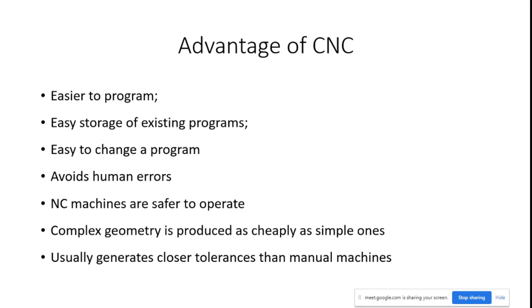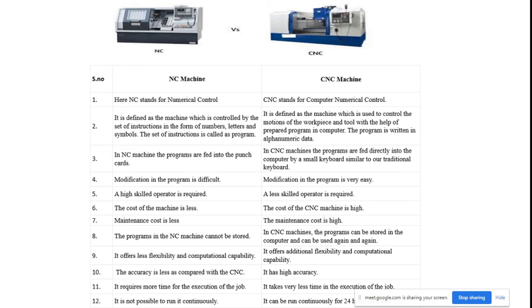Because of the ball screw mechanism, we can generate 0.001 mm accuracy least count values with CNC machines. From this least count we can get high tolerance machining accuracy. After that, yesterday's class we discussed the NC machine, and now we discussed the CNC machine. So how can we compare? Here NC stands for numerical control, CNC stands for computer numerical control.